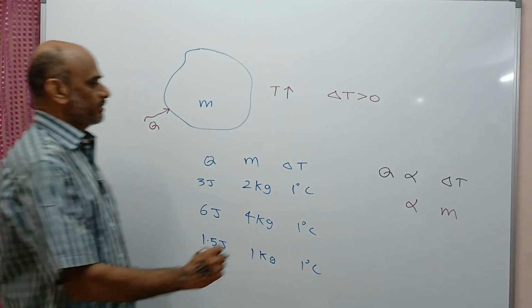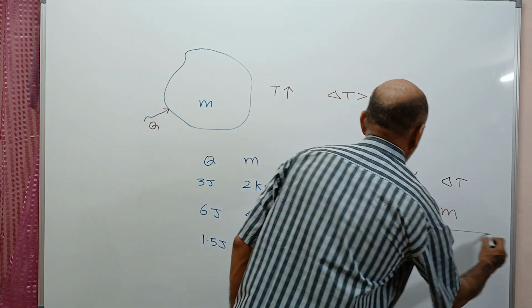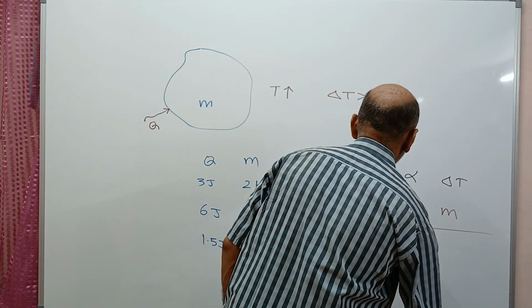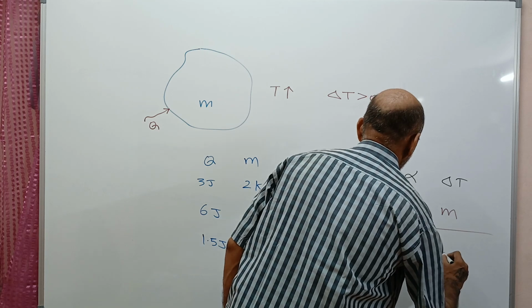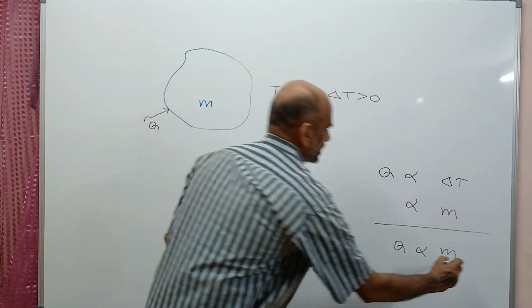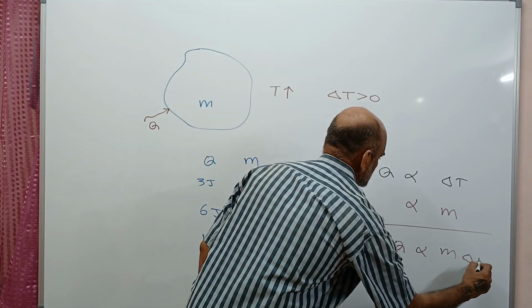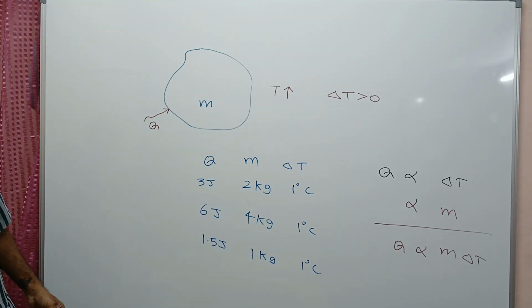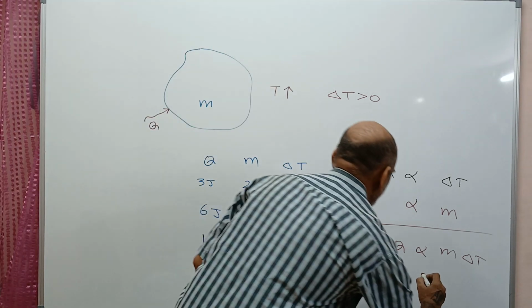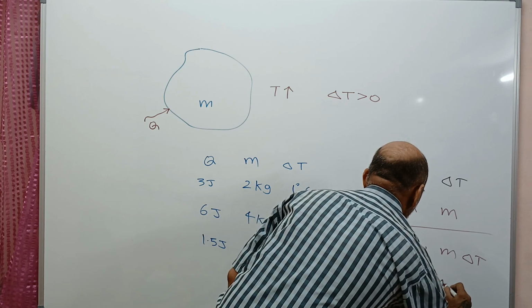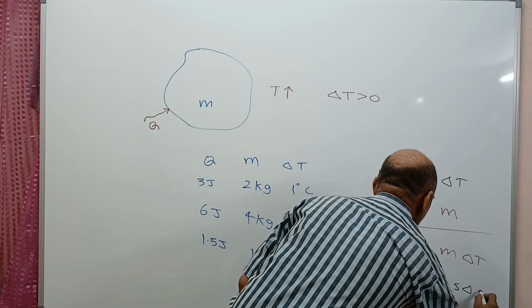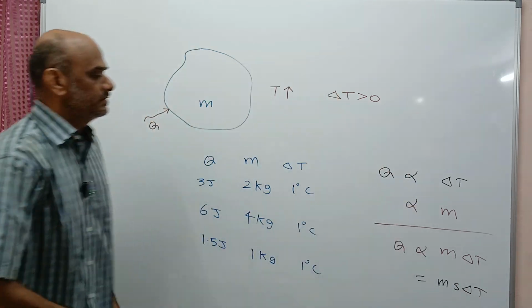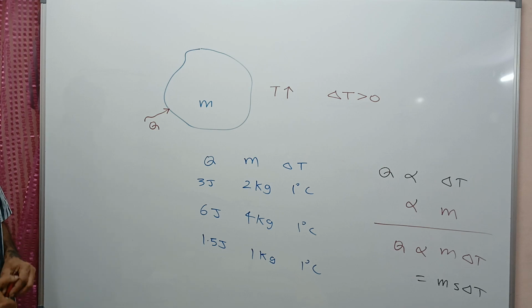So these two we can combine and write as: the heat required to heat the body is proportional to the mass of the body and the amount of temperature rise. The constant of proportionality is the specific heat of the object. So the heat required to raise the temperature by delta T of mass m is Q equals mass into specific heat into delta T.